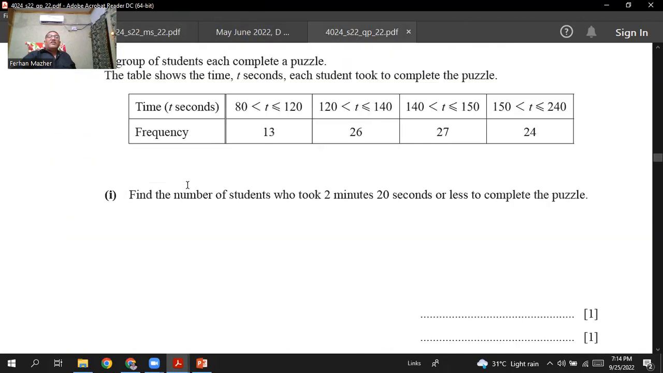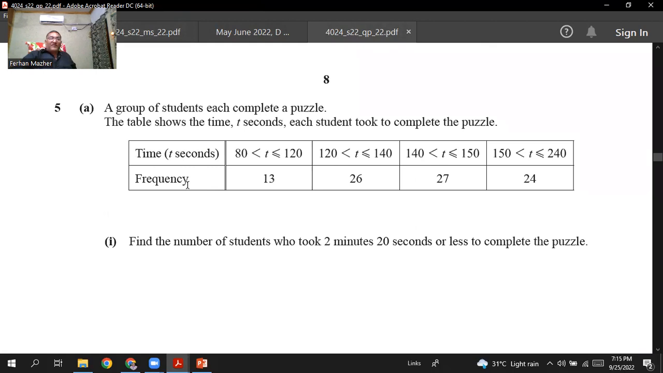Okay, so we are going to the next question. The next question is question number 5. It says a group of students each complete a puzzle. The table shows the time, t seconds each student took to complete the puzzle.